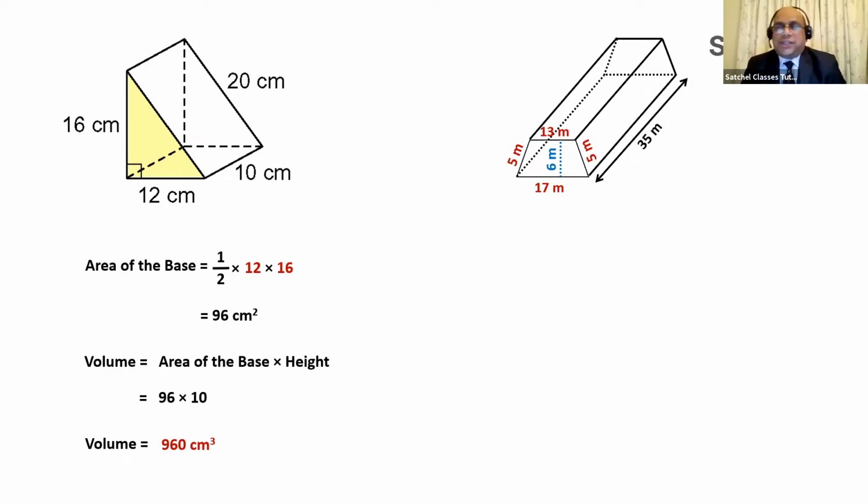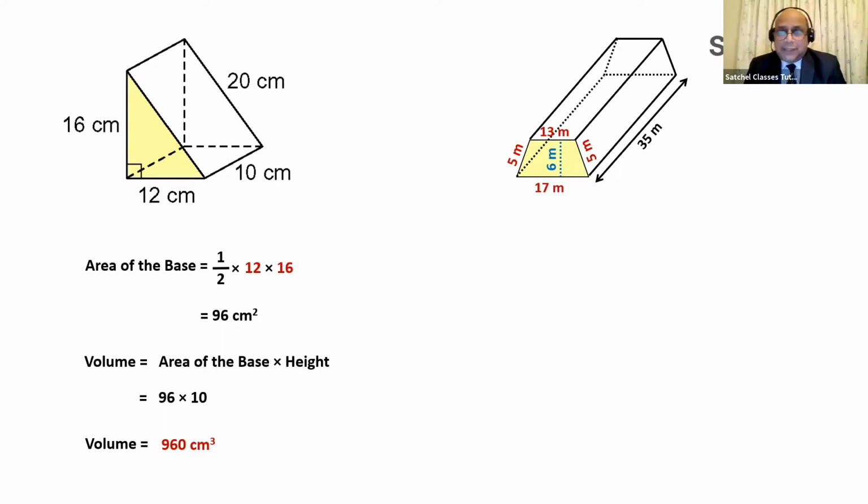What's the cross section of that prism? As you can see clearly, the cross section of that prism is the trapezium, right? Because that cross section remains the same throughout the dimension, which is 35 meters long. So we need to find the area of the trapezium and multiply it by 35 to get the volume of that prism. Now, how do we find area of trapezium?